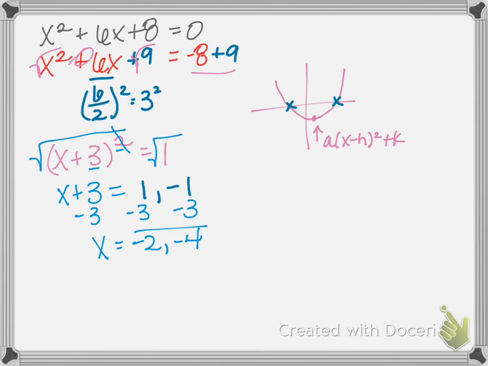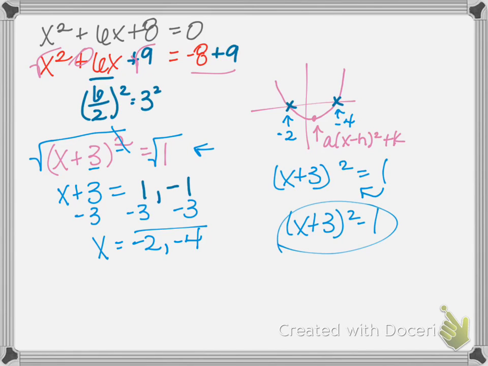So these 2 points, remember it's not drawn to scale, are supposedly at -2 and -4. So again, it doesn't look like this, but I know that my 2 x-intercepts are -2 and -4. And then if I really wanted to do vertex form, again, I would just start back here, x plus 3 squared equals 1. And I would bring this over, and it would be x plus 3 squared minus 1. And this would be my equation. And then from here, I could take my vertex out, -3 and -1.